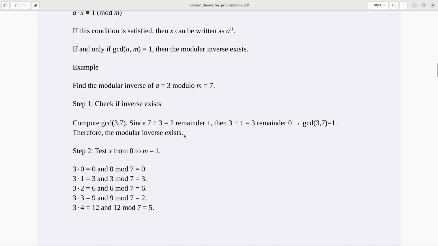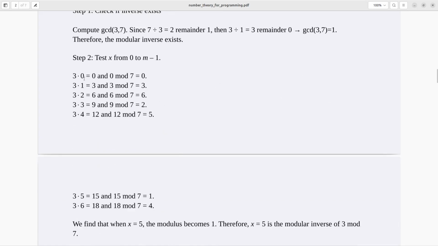So let us go to step 2. We want to test the possible values of the modular inverse from 0 to m-1. Remember that m is 7, so we just check from 0 to 6. And the check is here. So I want to see when I multiply a by x to get a number, is that number possible to have a remainder of 1 when it is divided by m, which is 7 in my case?